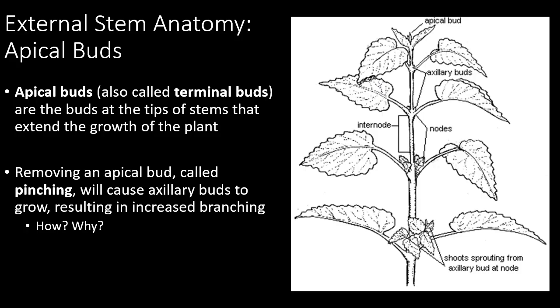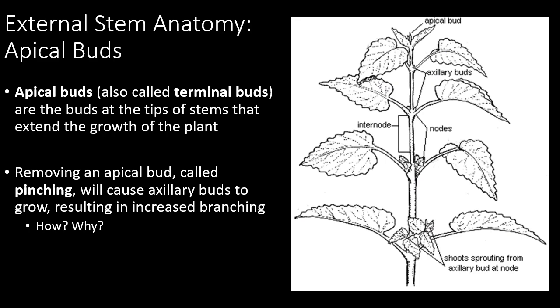You'll notice I don't say extend the growth of the plant upward because sometimes they're going to be extending the growth of the plant horizontally or even down. So it really depends on what type of stem is doing the growing. But apical buds do lengthen the stem. When we remove an apical bud, which we do all the time in horticulture, we call this pinching, and it basically induces axillary bud growth. It forces those axillary buds to develop and sprout and begin to form into lateral branches.